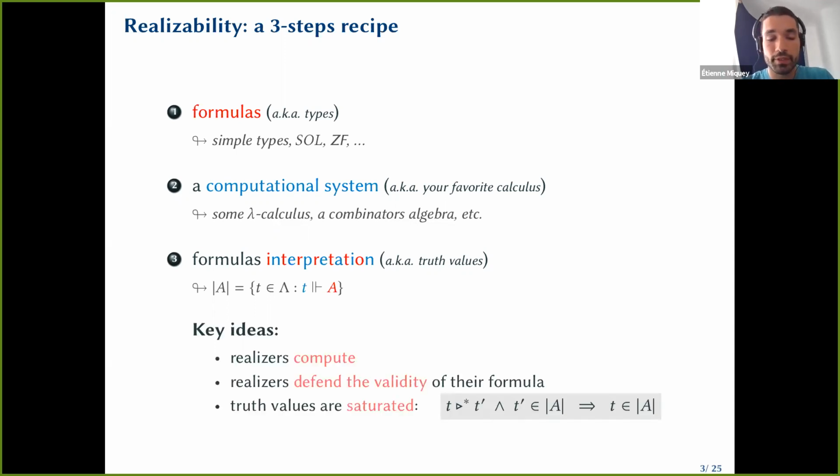And the key idea, and I will come back to that later, is that realizers compute, and through the computations, they somehow defend the validity of the corresponding formula. So you can see them as players defending the validity of a formula in a game. And there is a notion of soundness of the truth value with respect to computation that can be seen as something usual in games. That is, if a term is reducing to a successful player, that is a realizer, then the original term is also a successful realizer. That's what we call the saturation property.